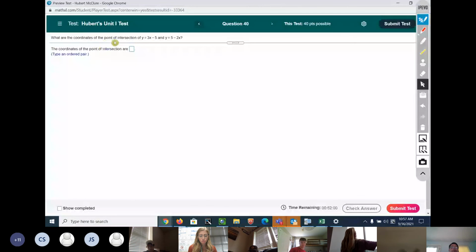What are the coordinates of the point of intersection? Set these equal to each other. We did one like that a while ago, and we also did one in the homework. Set them equal to each other. That's it. So even not doing half the test, what did I make?